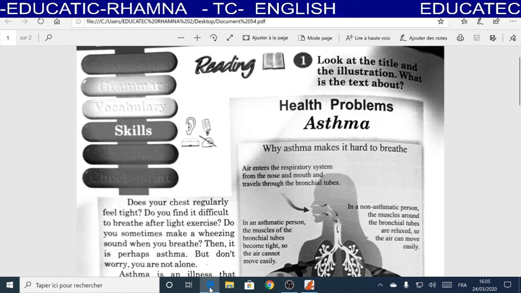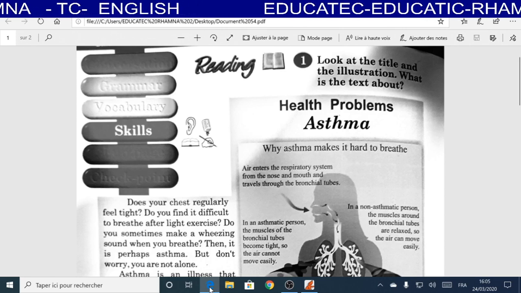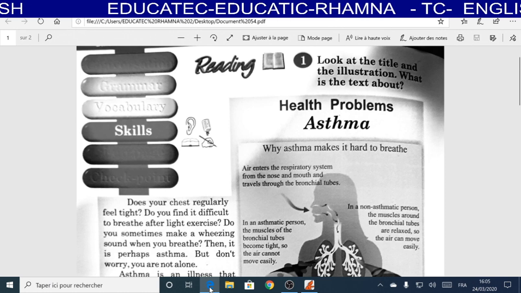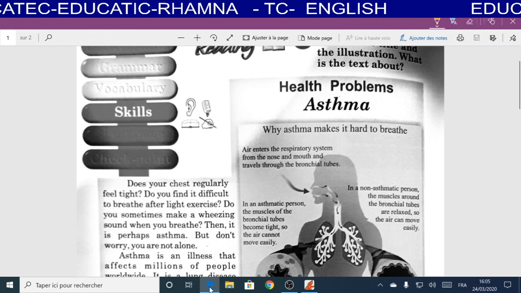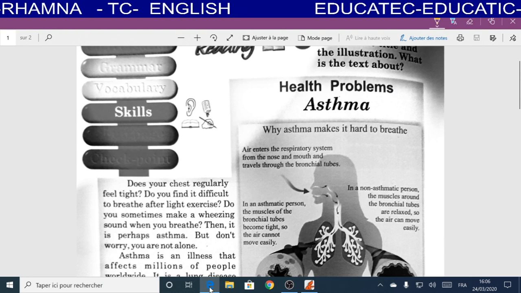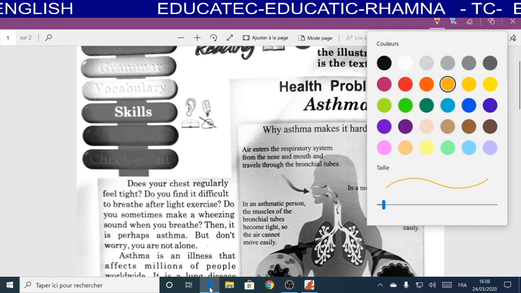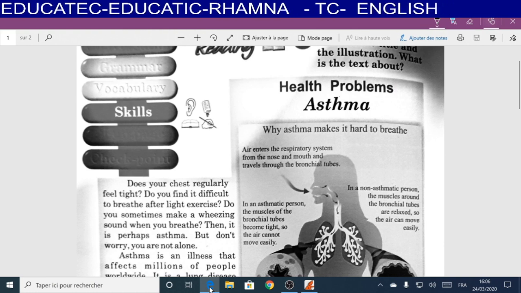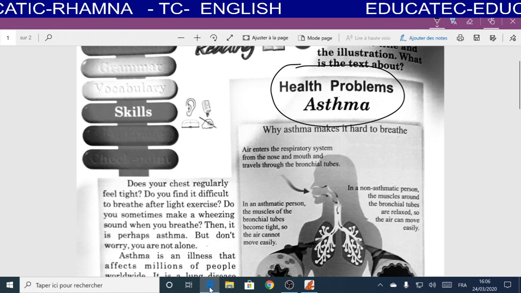So at first, we are going to read the first instruction. So what is it? Look at the title and the illustration and see what the text is about. As you can see here, we have the title. Let me take the pen. Here we have the title: health problems of asthma.